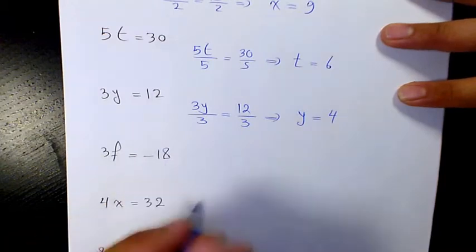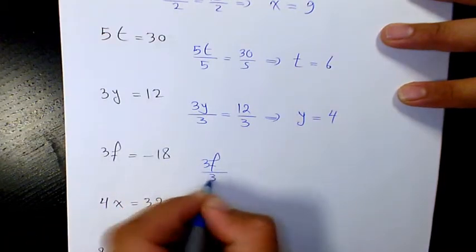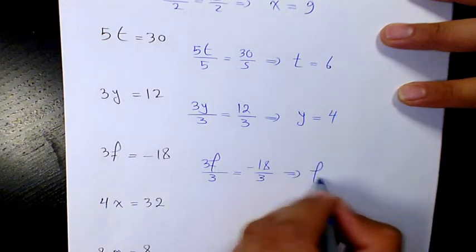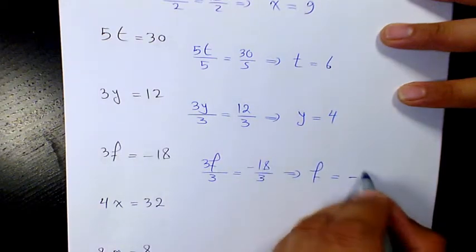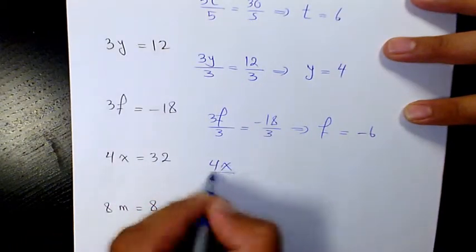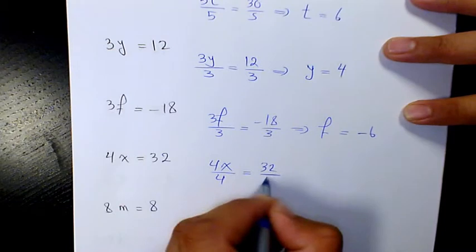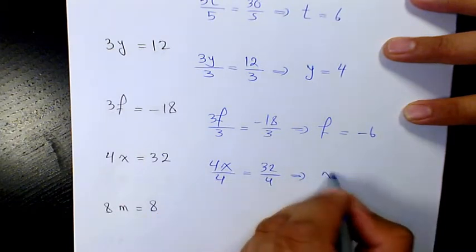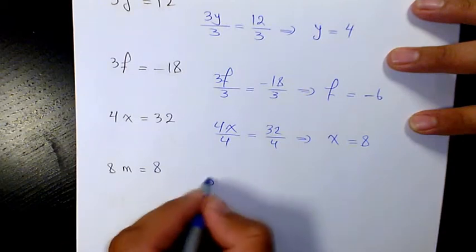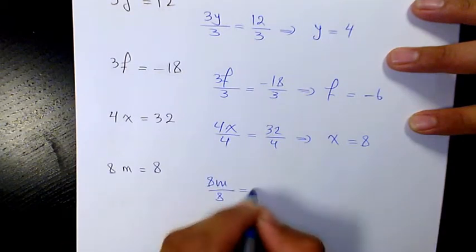3f equals negative 18. So 3f divided by 3, negative 18 divided by 3. 3f divided by 3 is f. Negative 18 divided by 3 is negative 6. 4x equals 32. So we need to divide it by 4 in order to isolate it. 4x divided by 4 is going to be x. 32 divided by 4 is 8. 8m equals 8. So that's super easy.